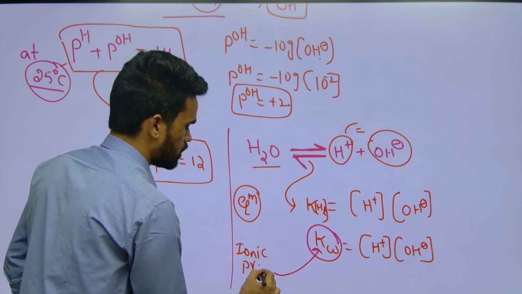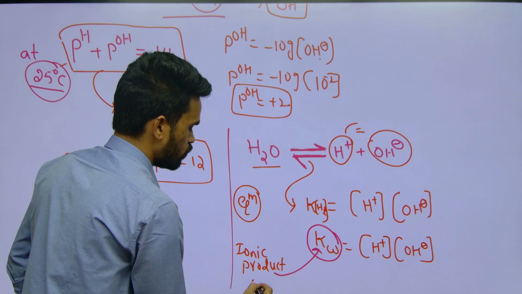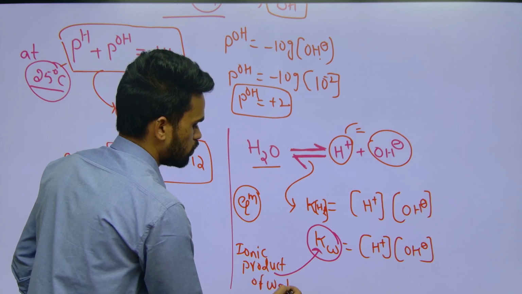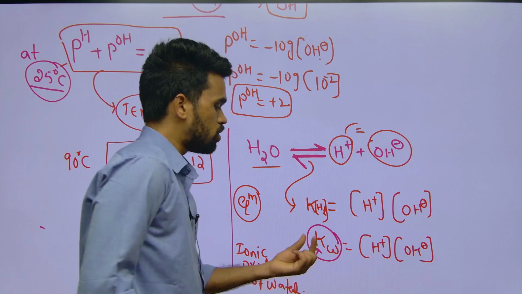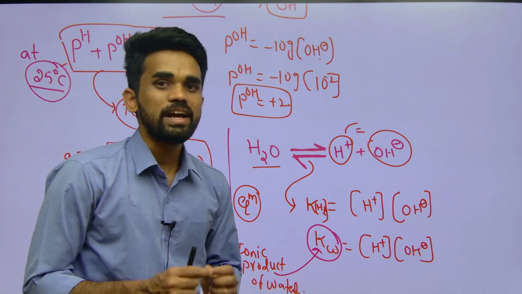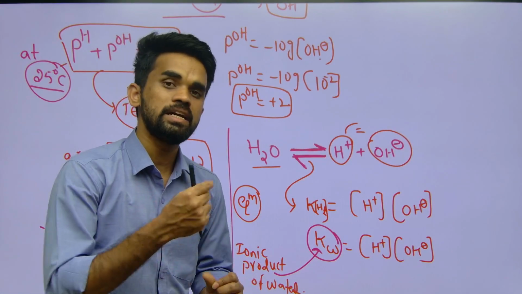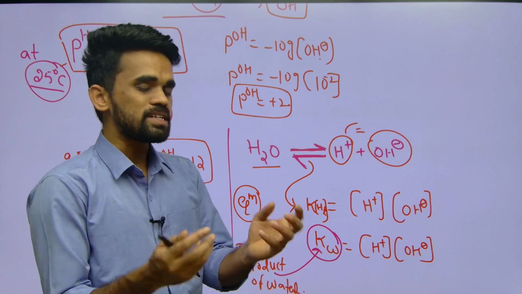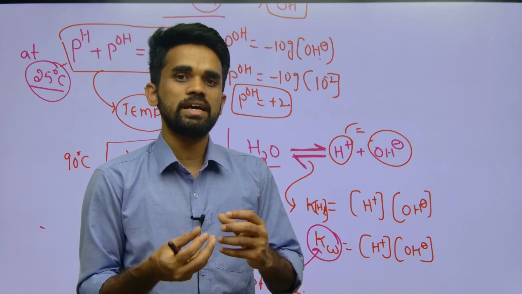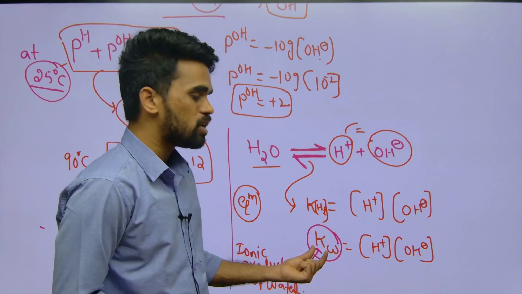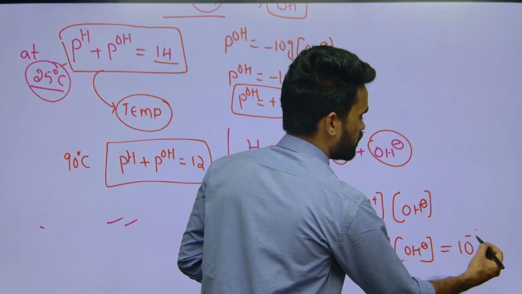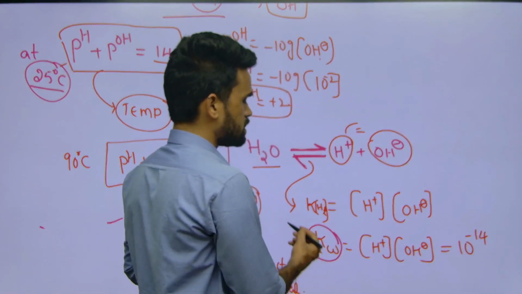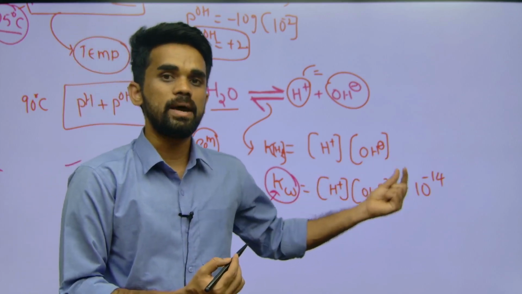Ionic product of water. Kw is what? Ionic product of water. Now the ionic product of water at 25 degrees, experimentally determined value, అంటే ఒక ఎక్స్పెరిమెంట్ చేస్తే ఆ ఎక్స్పెరిమెంట్లో వాళ్ళకి ఏం తెలిసిందట అంటే the ionic product of water, that is Kw value, is equal to 10 power minus 14.